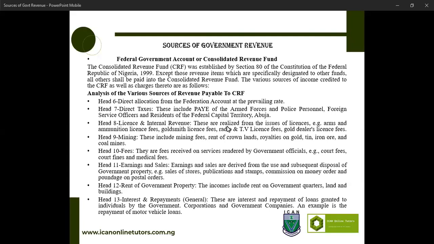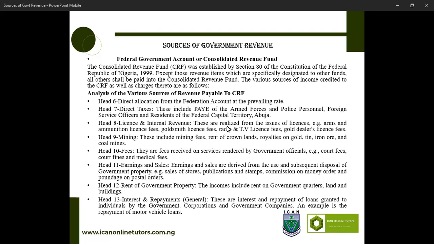At head 7, direct taxes. Don't forget, the federation account also has its own direct tax. So direct tax under the Consolidated Revenue Fund account include the pay of armed forces and police personnel, foreign service officers, and residents of the Federal Capital Territory, Abuja. This will become direct taxes to the federal government account. Noting that these types of accounts were excluded from where? From the federation account, but it is a source of revenue to the federal government because all these personnel were workers to the federal government, which is the Consolidated Revenue Fund account. It's going into the Consolidated Revenue Fund account.